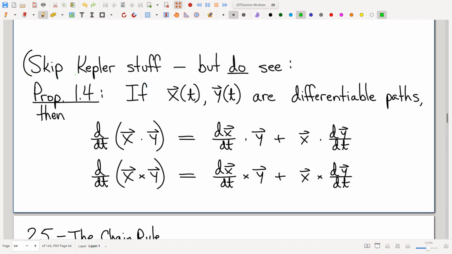Exception, as is noted on the content syllabus, you are responsible for Proposition 1.4. It's somewhere in amongst all that Kepler stuff. It's a couple of statements about what we're going to loosely call product rules for derivatives of vector valued functions. And so, of course, there's a dot product rule and there is a cross product rule. And don't they look exactly like they kind of ought to?